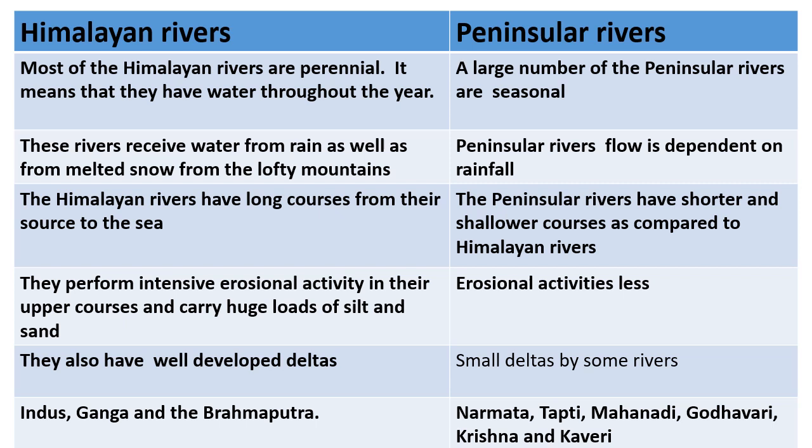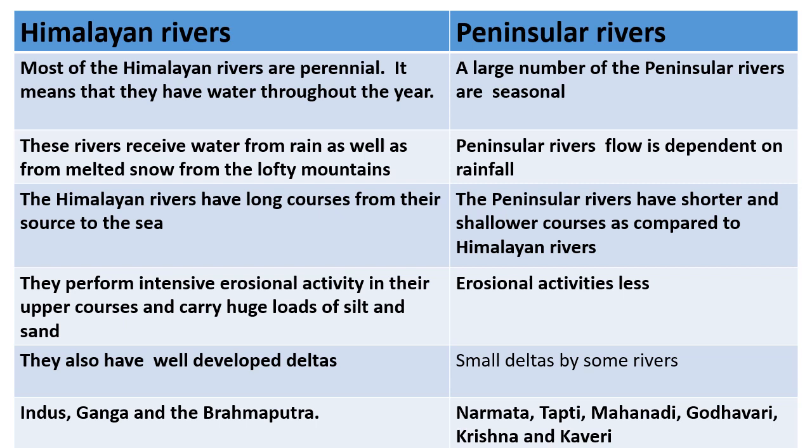The Himalayan rivers have long courses from their source to the sea. The peninsular rivers have shorter and shallower courses as compared to Himalayan rivers. They perform intensive erosional activity in their upper courses and carry huge loads of silt and sand. Peninsular rivers. Erosional activities are less.